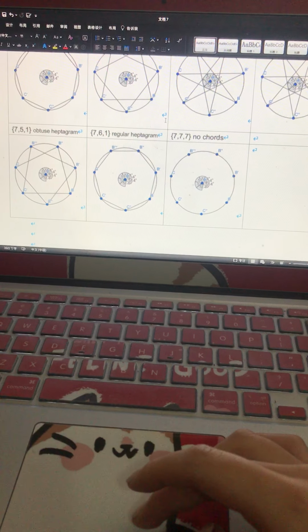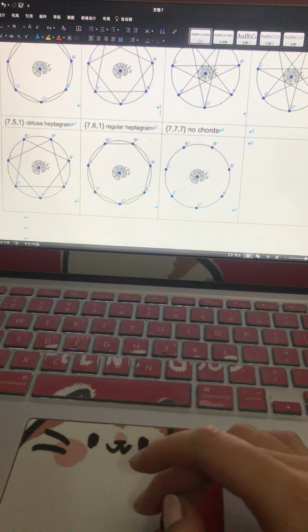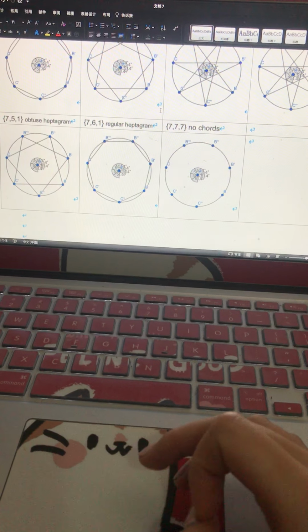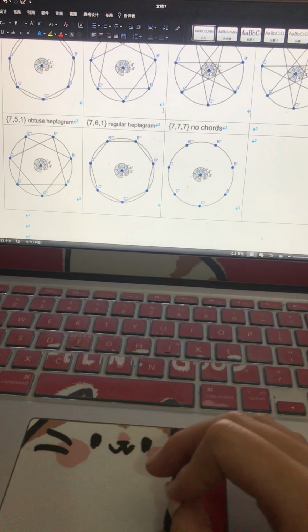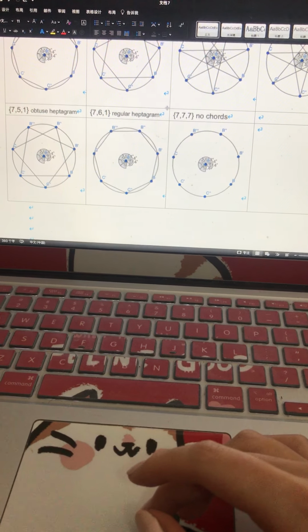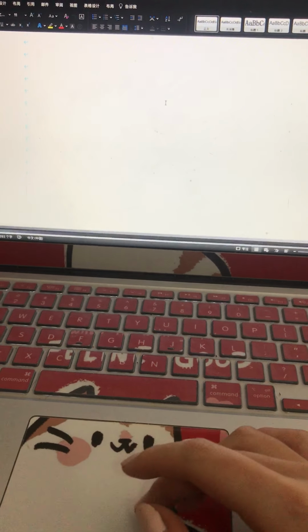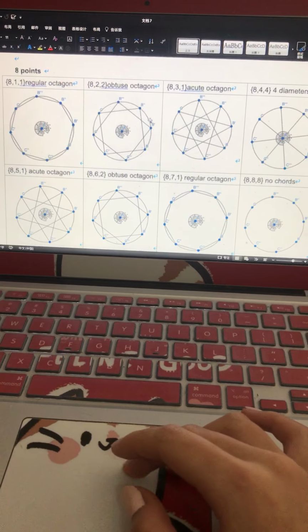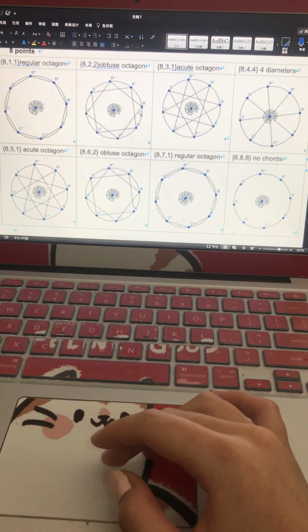And then the following will be gap of 5, I pick up my pen once. And the following will be gap of 6, I pick up my pen once again. And the final one will be gap of 7, I pick up my pen 7 times. The following will be circle with 8 points.